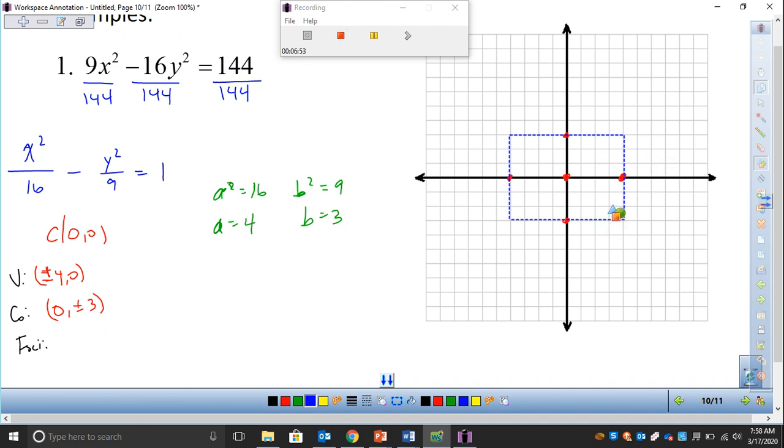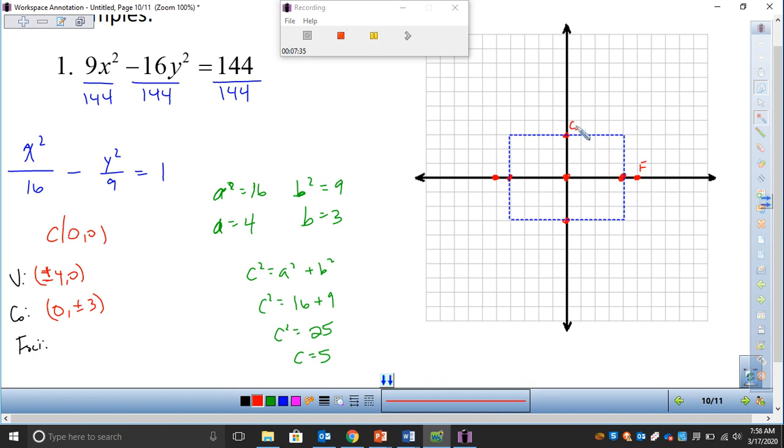So our foci now, just like the foci on an ellipse, go on the transverse axis, the major axis. That goes with c squared. So c squared in this case, different from ellipses, c squared equals a squared plus b squared. C squared equals 16 plus 9. C squared equals 25. C equals 5. Again, those go on the transverse axis, which equates to the major axis. There's 4, there's 5. So there's a focus, there's a vertex, there's the center.